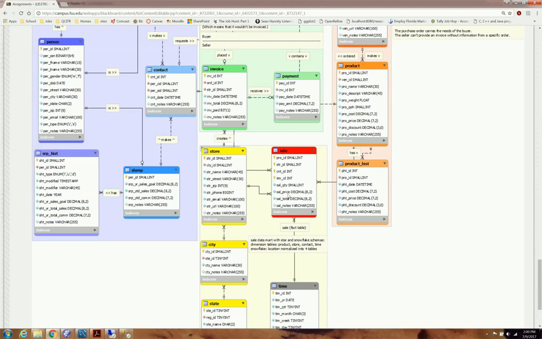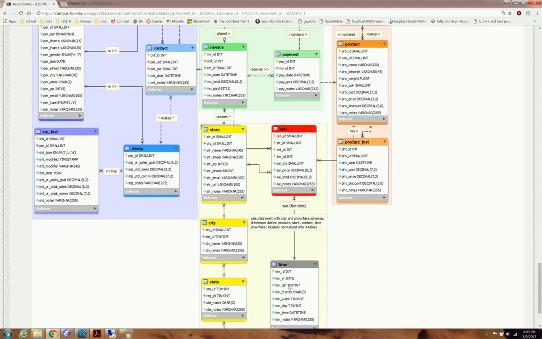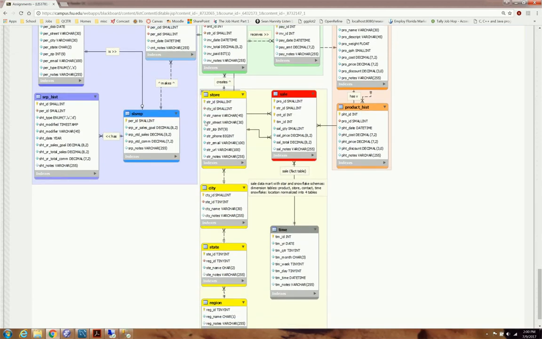Then it has its own additional attributes. Sale quantity, sale price, sale total, sale notes, which we'll get into another video. I indicate here too that the sale is the fact table. Okay? And that the sale data mart contains both star and snowflake schemas. So the star schema involves product, contact, and time. The snowflake aspect of this design involves the normalization of location into store, city, state, and region. All right.